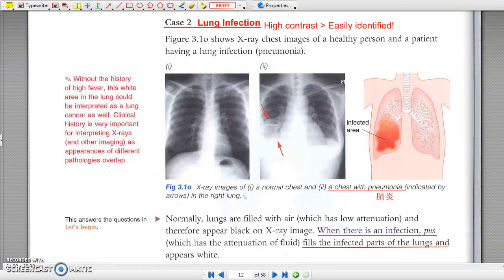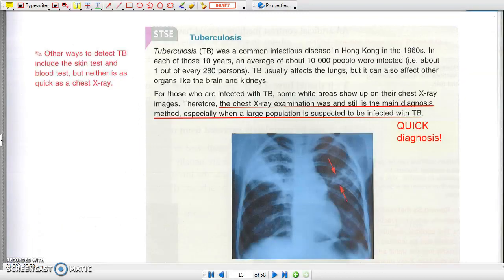When there is infection, there will be pus. So the infected parts would have a lot of fluid, and so the attenuation of X-rays becomes much higher, and eventually produces a white area in the X-ray film. For other lung diseases such as tuberculosis, TB, chest examination using X-ray image is still popular, as it is quick and cheap and easily available. And most importantly, the infection of the lung can be easily identified from X-ray images.